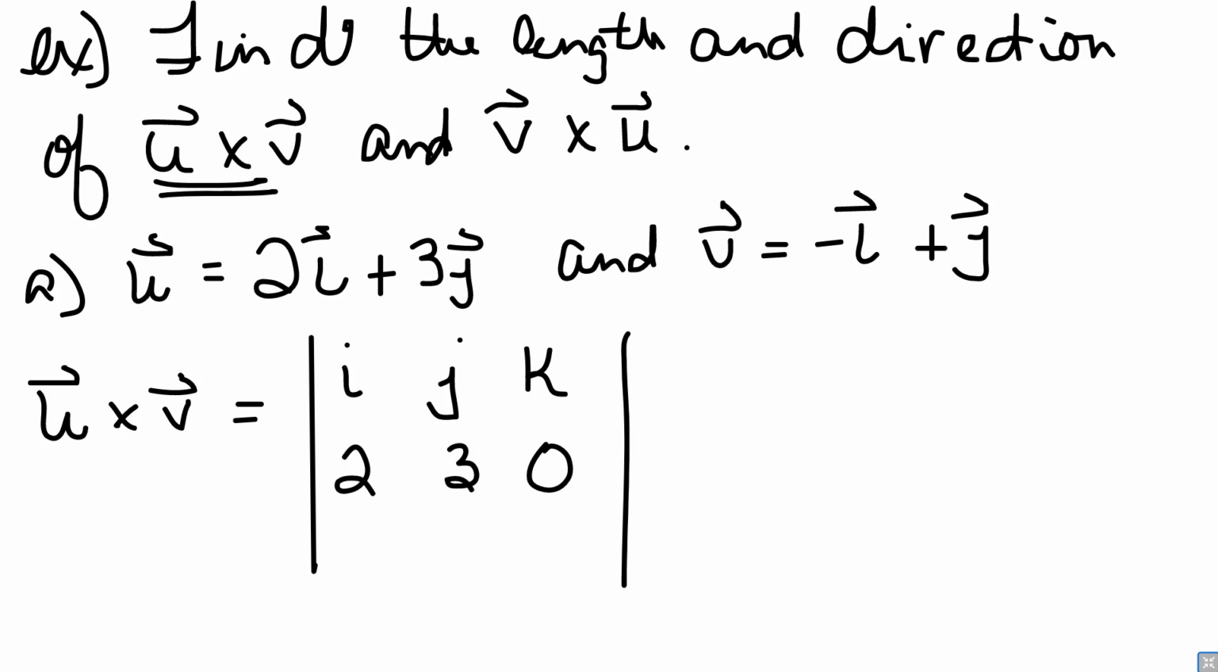All right, and then vector v is going to fill in the third row. So we're going to have -1, 1, and 0. Okay. Any questions there? Okay, so before I work out this problem, I'm going to go over a couple of pages and explain how to evaluate a determinant.